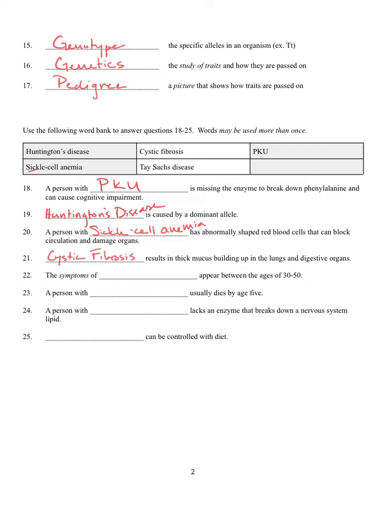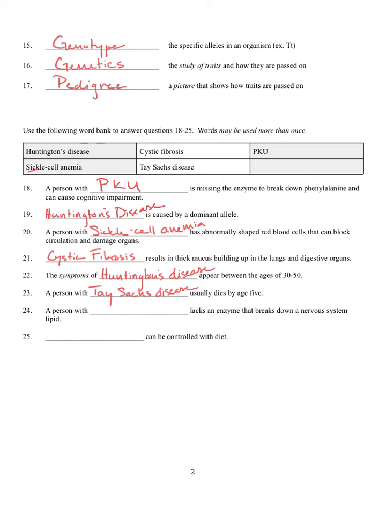Number 22, the symptoms of Huntington's disease appear between the ages of 30 and 50. So Huntington's disease is a disease where people often don't know they have it if they don't know that it runs in their family until they are starting to be in middle age. Number 23, a person with blank usually dies by about the age of 5, and that is Tay-Sachs disease. This is a disease that affects very young children. Usually you start to see symptoms between 6 months and a year old.